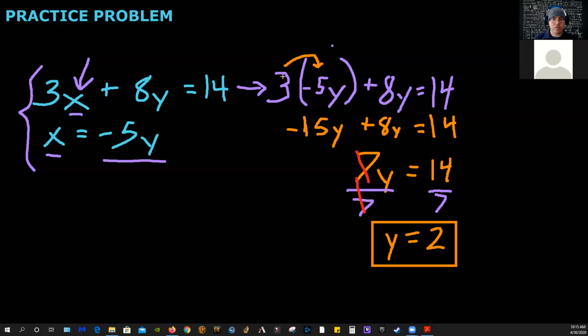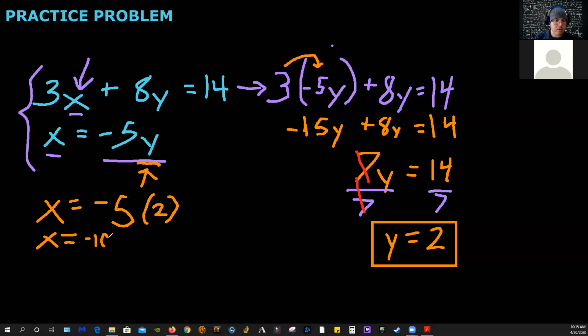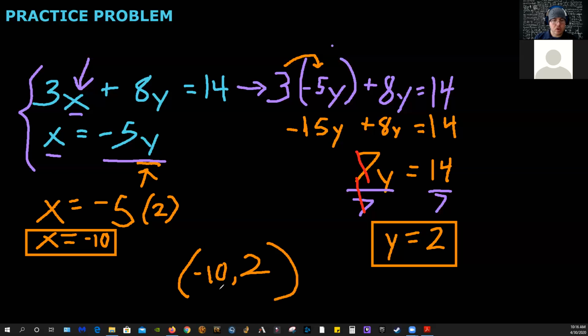Now, to get the rest of it, what we'll do is we'll take that value, y equals 2, and we're going to jam it in right here in this other sentence, because x is equal to -5 times y, but instead of y, we'll just go ahead and use this 2. So x is equal to -5 times 2, which means that x is equal to -10. So our answer would be they cross at -10, 2. That's where the two lines intersect. That's where they crisscross. That's the solution.